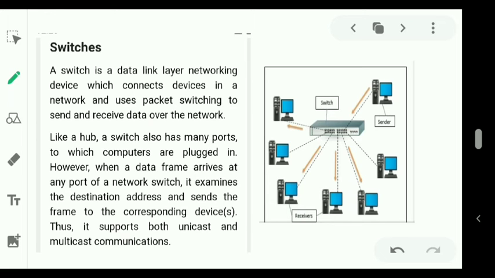Okay. So how does a switch actually work? Based on the MAC address of the destination node, a switch makes a temporary connection between the source and the destination port. Okay, then it forwards the data frame from the source port to the destination port only. The connection is terminated when the transfer is over.